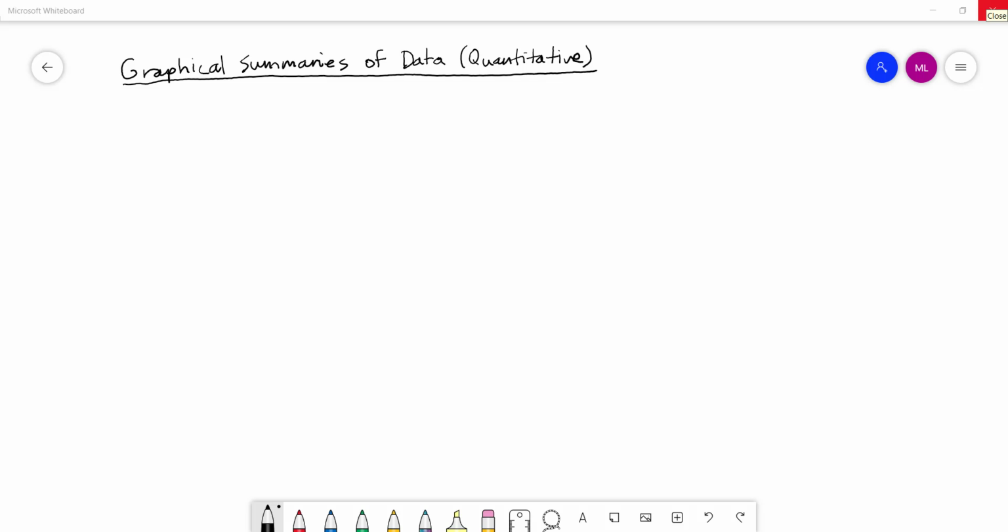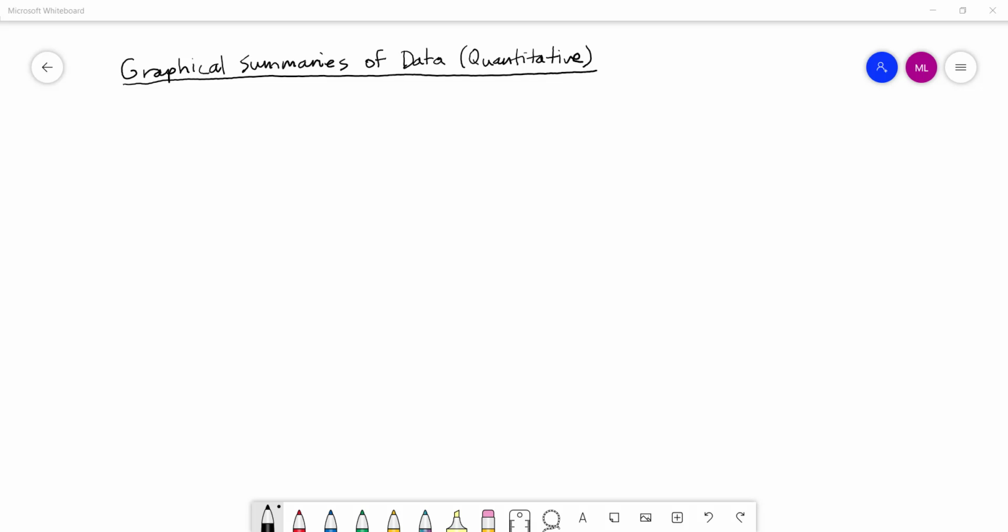In this video, we're going to focus on graphical summaries of data where we're dealing with quantitative data. The corresponding section in the textbook is called frequency distributions and their graphs, but I think a better way to think of it is that it's really the same as what we were doing in the last section, where we were looking at graphical summaries of data and we focused on qualitative data. Really all we're doing here is changing it so the focus is on quantitative data.